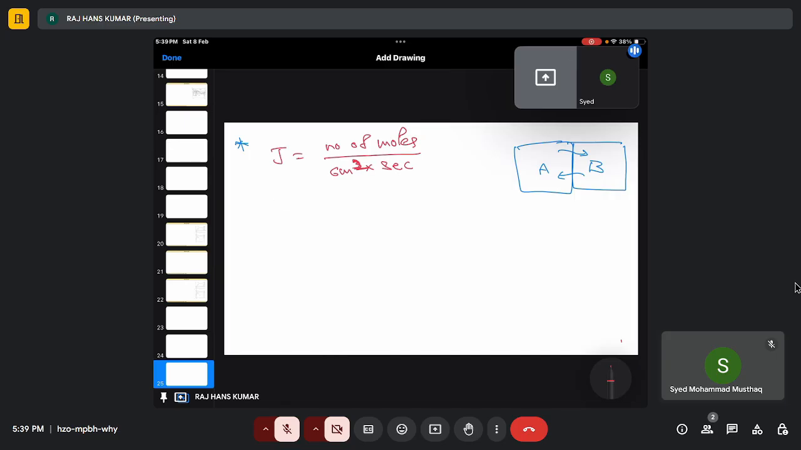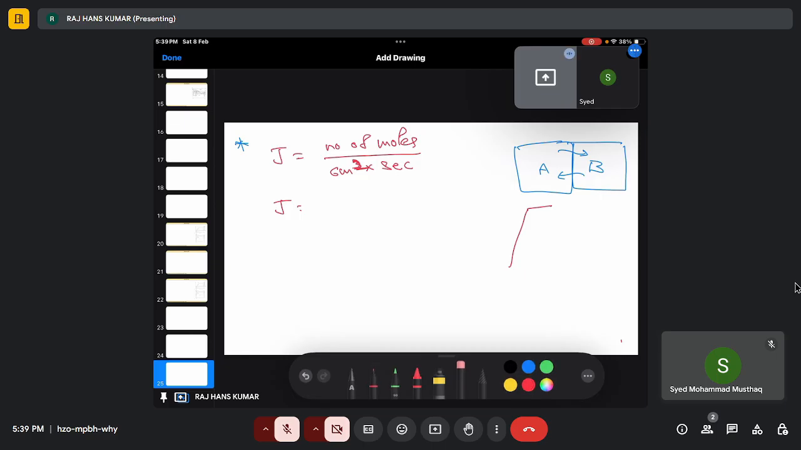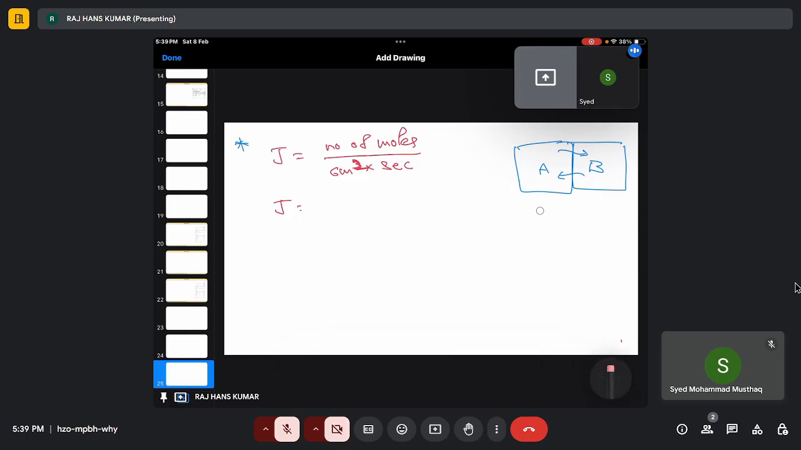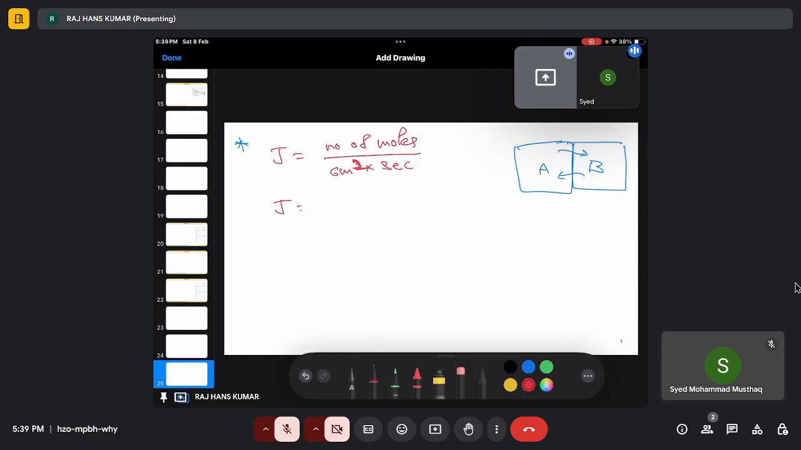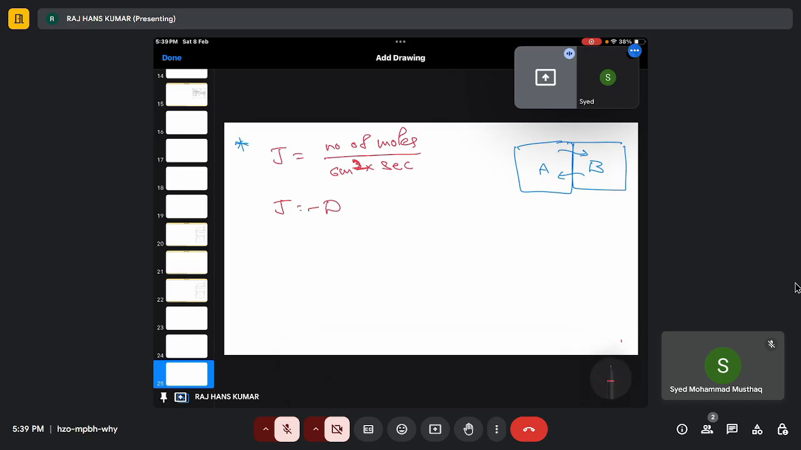So how do we define it? Flux. Now, how do we derive that formula? So Sir had written the basic flux equation, right? J equals to minus D dou c by dou x.